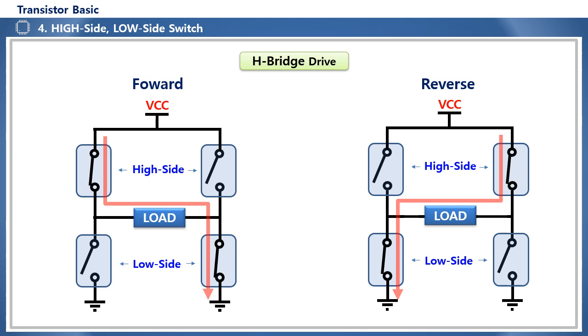When current flows from left to right through the load, the upper left switch and the lower right switch are turned on simultaneously to form a current path. When current flows from right to left through the load, the upper right switch and the lower left switch are turned on simultaneously to form a current path.